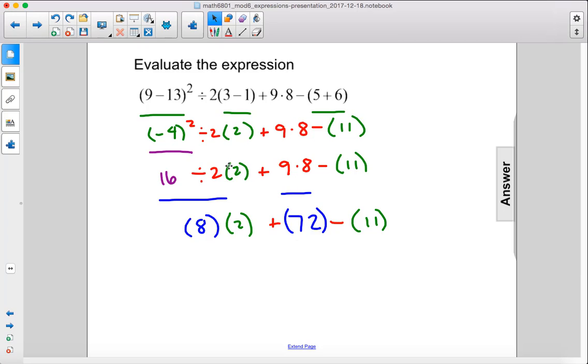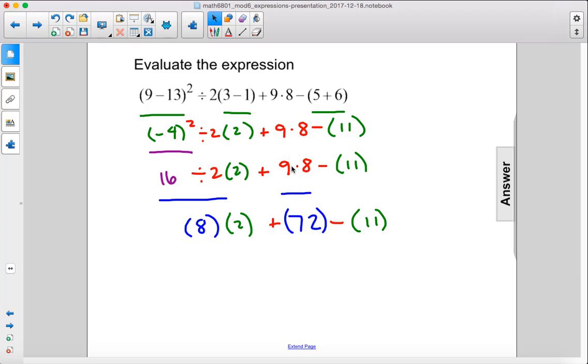Now we have a multiplication here because 16 was divided by 2, but it seems like you'd want to divide this by 4 because those are multiplied together. However, when you have division and multiplication, you always work from left to right. So before we multiply by 2, we're going to divide this by 2. So we divide that by 2, we get 8. Then we still just have to multiply it by this 2.